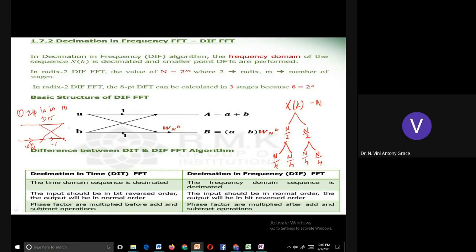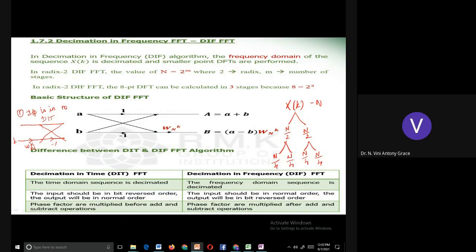Whereas for DIF, the butterfly structure should be at the beginning and the phase factor should be at the end. Just the reverse. In DIT, first the second number should be multiplied with the phase factor and then it should be added. Whereas here, first it passes through the butterfly and then it gets multiplied with the phase factor. Note down this. This is the basic structure for DIF. This will also be asked in 2 marks: draw the basic butterfly structure for DIF FFT. The phase factor, of course, should be outside the butterfly structure.